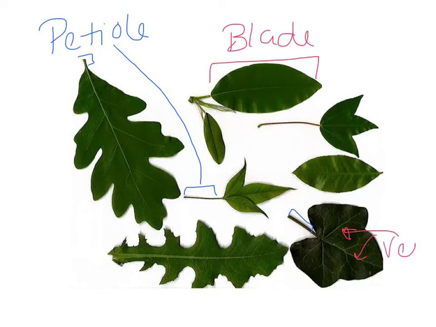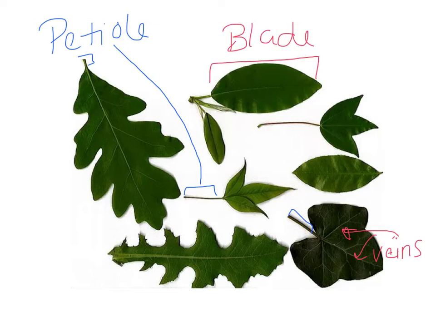Okay, those are called veins, just like in your body, and they are part of the vascular tissue. They're going to help transport water throughout the plant. They're going to transport the extra food throughout the plant, and we'll talk a little bit more about the vascular system in a few minutes. But the leaves will have veins in them for transport.